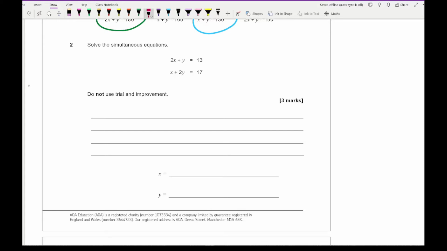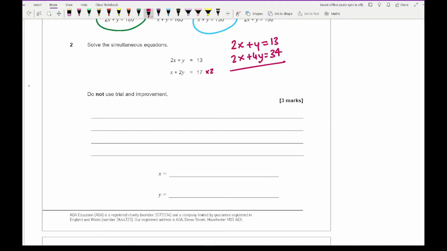So the first thing you need to do is make either the y's the same or the x's the same. Now it doesn't really matter which one you go for as long as you make one of the letters the same. So for this, just for argument's sake, I'm going to make the x's the same. So I've got 2x plus y equals 13. And if I multiply this equation by 2, I end up with 2x plus 4y equals 34.